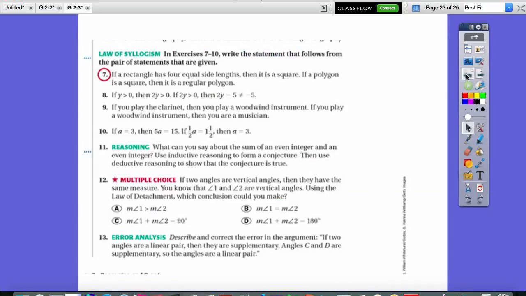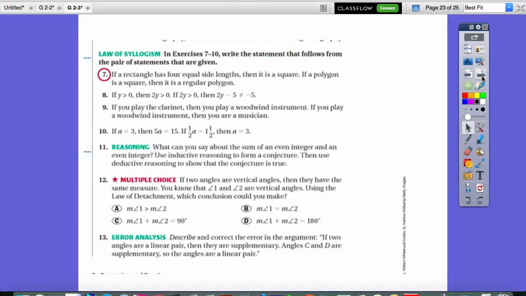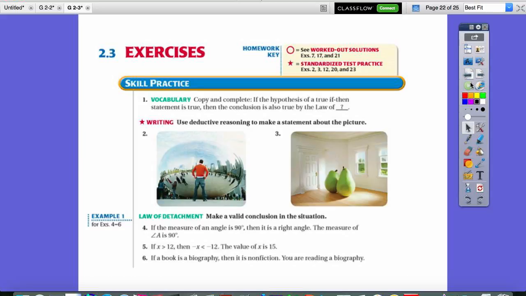Okay, for homework, I think I'm only giving you problems 4 through 12. I just want you to be able to use law of syllogism and law of detachment, and I hope you have a great weekend.